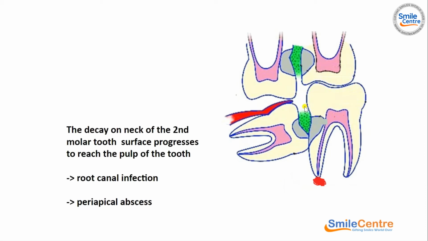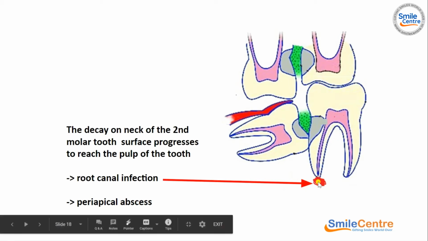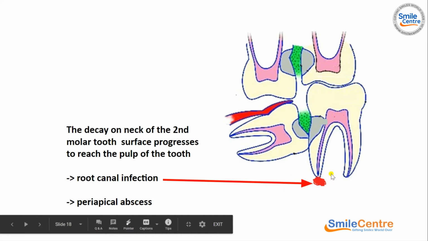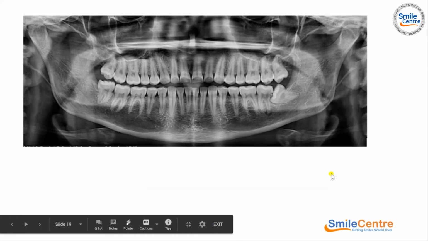Now, what happens after the decay? The decay spreads into the adjacent tooth surface, and gradually it enters the pulp. The pulp is the living portion of the tooth, and from here the infection spreads down through the root canal and creates an infection at the root tip, which we call the root apex, and this is when the patient experiences very severe pain.